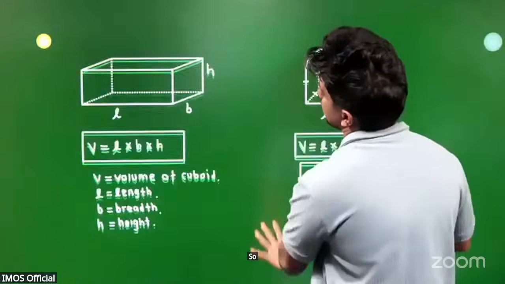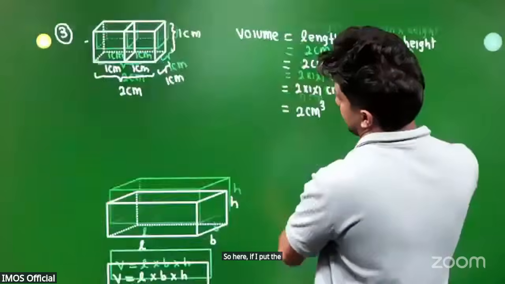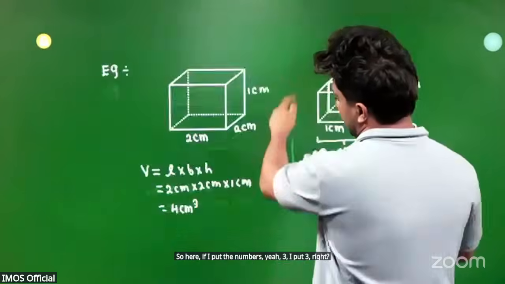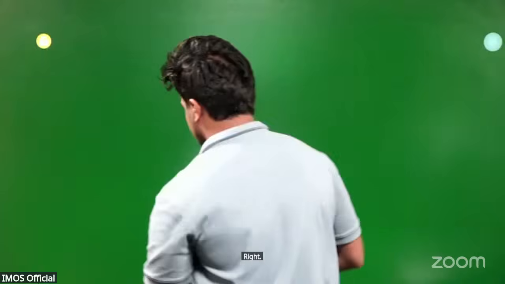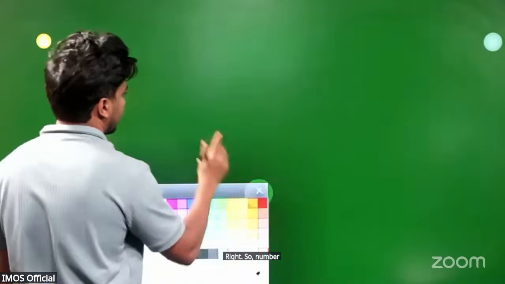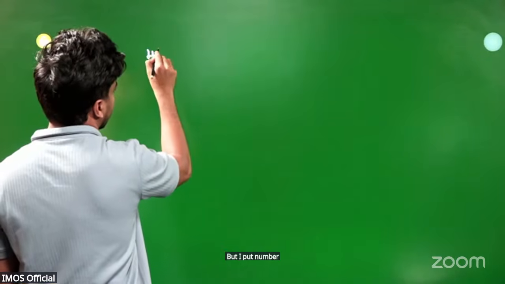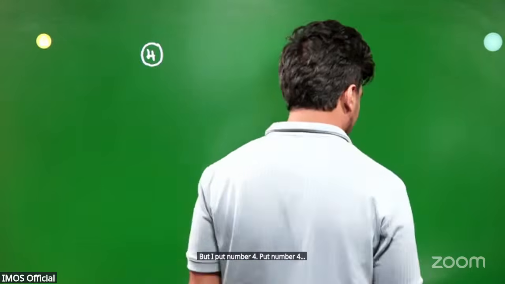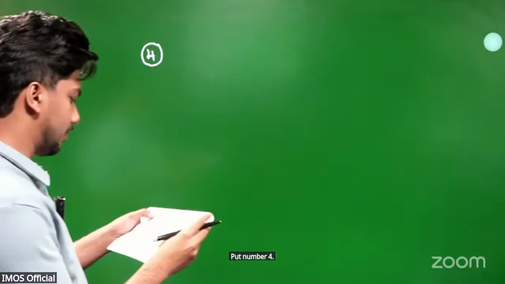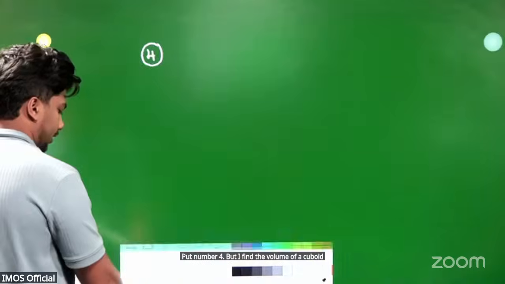So here, did I put the numbers? Yeah, I put 3, right? Right. So number 4. Put number 4. Find the volume of a cuboid.